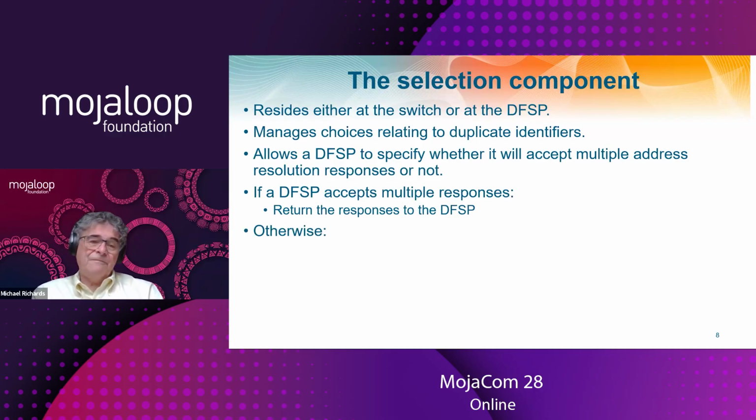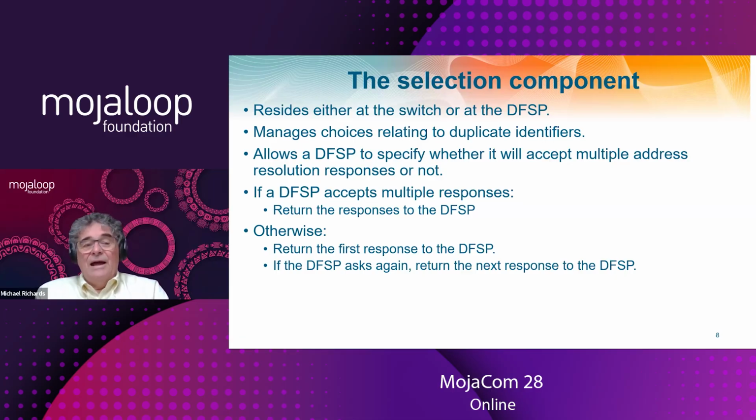If not, then the selection component would return the first response to the DFSP. And if you recall, we said we wanted that, if we could possibly get it, to be the most likely response. And then if the DFSP asks again, return the next response to the DFSP, i.e. the next most likely in a queue.